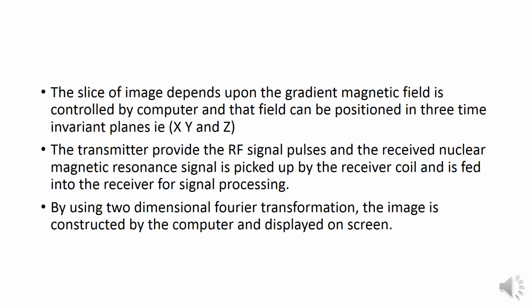The slice of the image depends upon the gradient magnetic field. This is controlled by a computer, and the magnetic field can be positioned in three time invariant planes, that is the X, Y and Z axis. The transmitter provides the RF signal pulse, and the received nuclear magnetic resonance signal is picked up by the receiver coil and fed to the receiver, which is mainly used for signal processing. Using the two-dimensional Fourier transformation, the image is constructed by the computer and displayed on the screen.